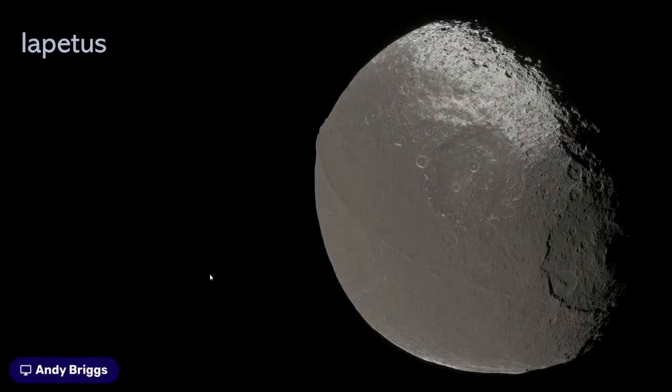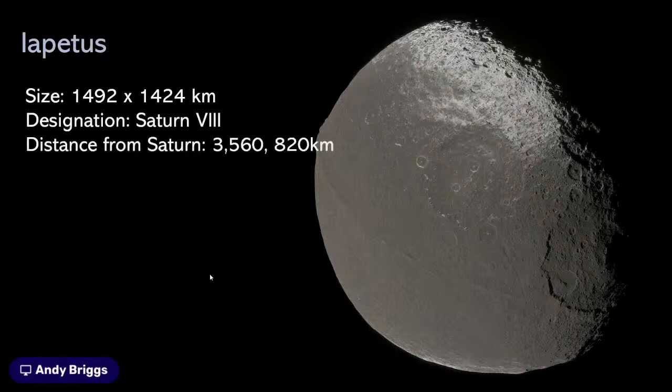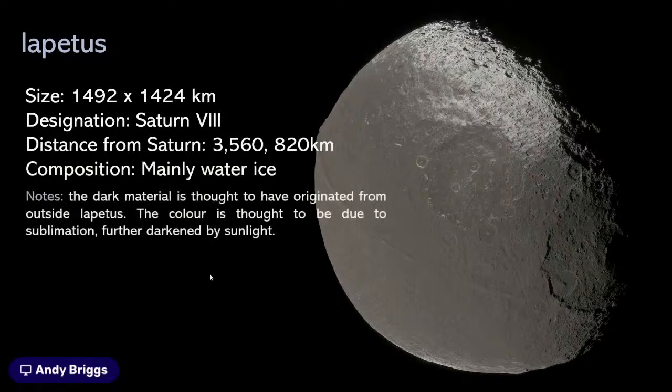I'll talk about the ridge in a moment. So this was a very odd moon with its bright hemisphere and its dark hemisphere. It's 1492 by 1424 kilometers, so nearly spherical. It's designated Saturn 8. It's 3,560,000 odd kilometers from Saturn. Its composition, again, is mainly water ice with some rock thrown in. And that dark material is thought to have originated from outside Iapetus, perhaps from other moons.